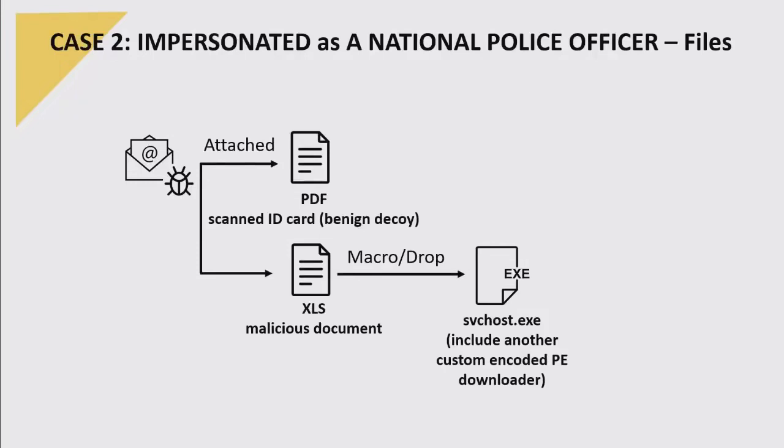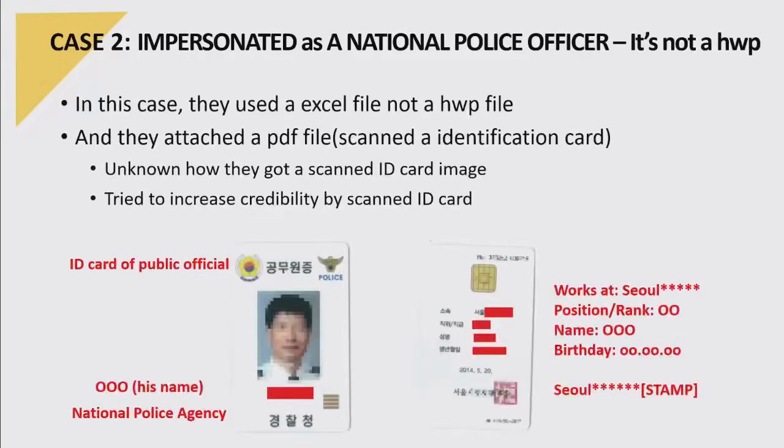And the malicious Excel file includes a malicious VBS macro script. Once opening the file and executing the script, a file named svchost.exe will be created and executed. Like I mentioned on the previous page, the decoy PDF file contains a scanned police ID card photo. This police ID card is real. It seems like the scanned police ID card was leaked through a known path.